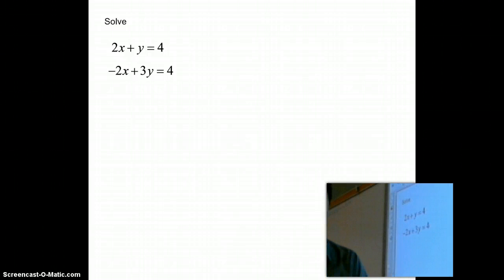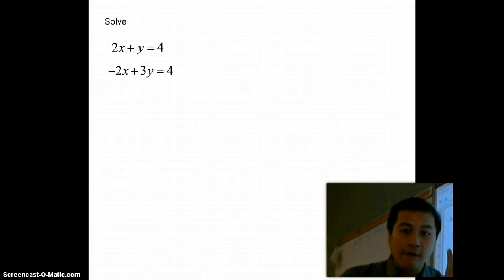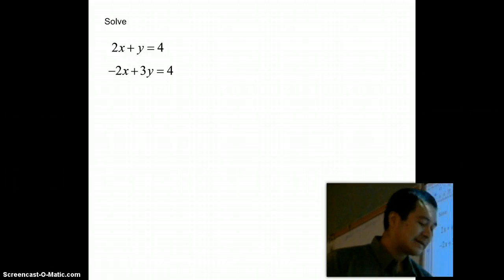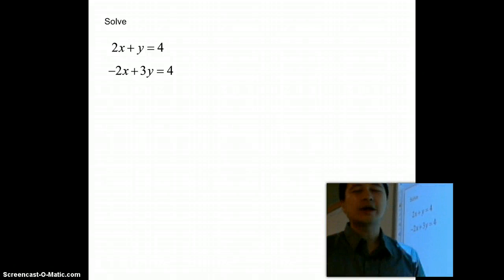Take a look. First thing first is isolate a variable. Get a variable by itself. So you look, which variable do I isolate? In the first equation, I got an x and a y. In the second equation, I got an x and a y. So which one do I isolate? I want to isolate kind of like the weaker variable.